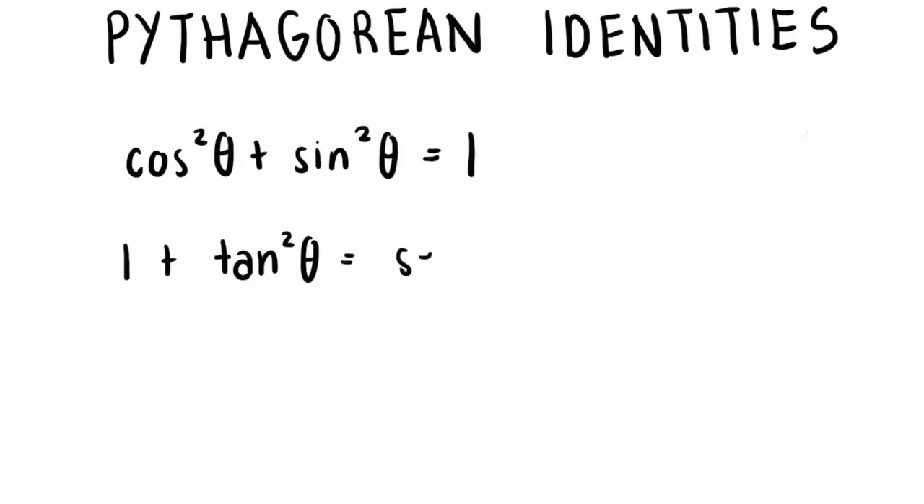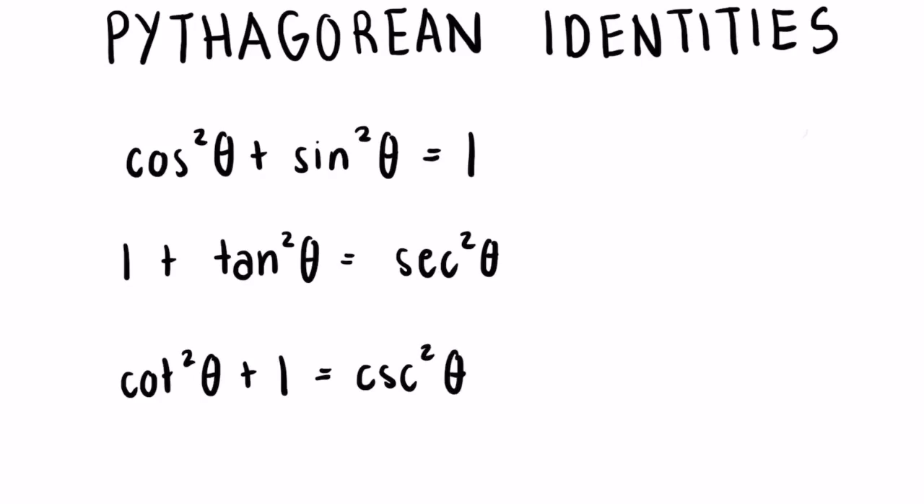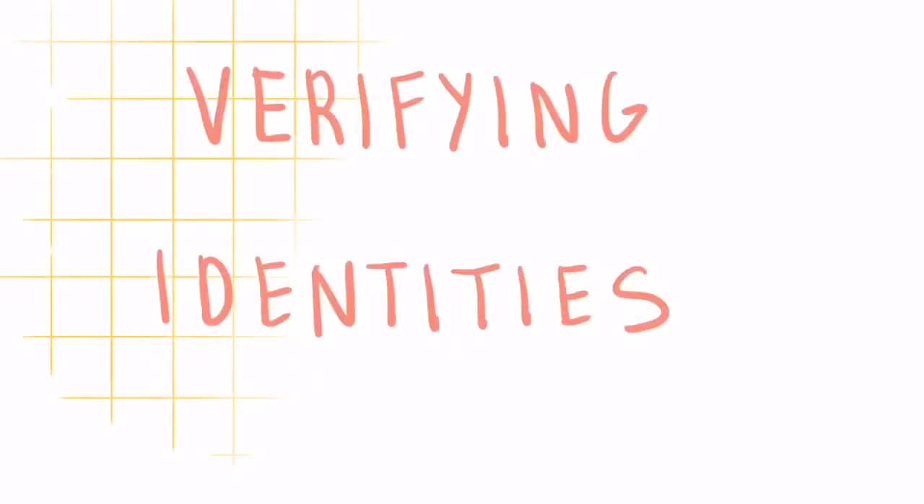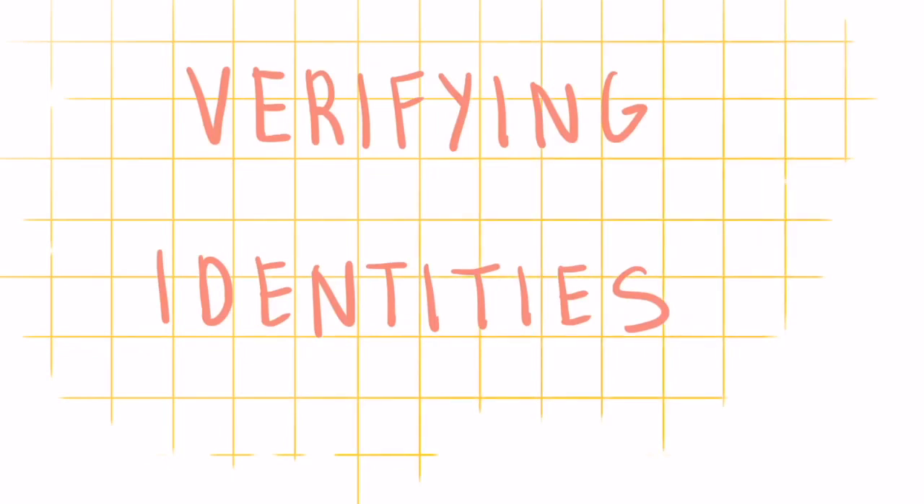1 plus tangent squared theta is equal to secant squared theta, and cotangent squared theta plus 1 is equal to cosecant squared theta. Knowing all these identities, we can now proceed in verifying them. For our first example, our equation is tangent x plus cotangent x is equal to secant x times cosecant x.